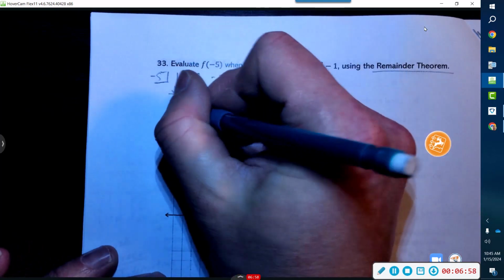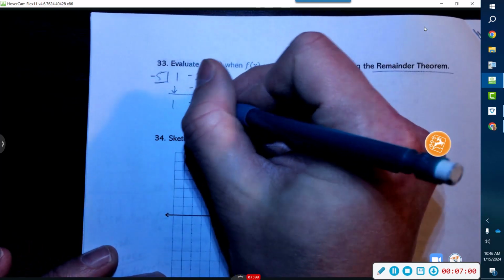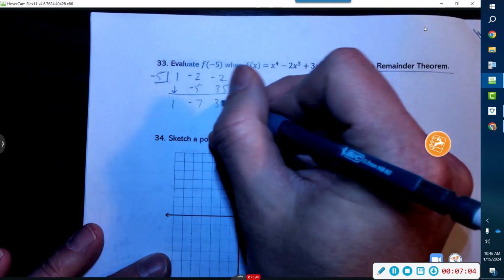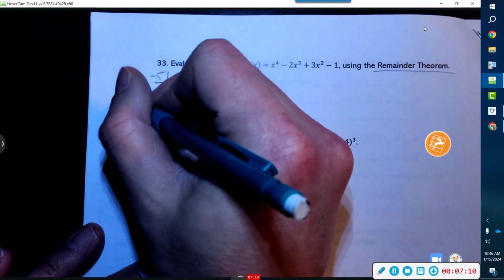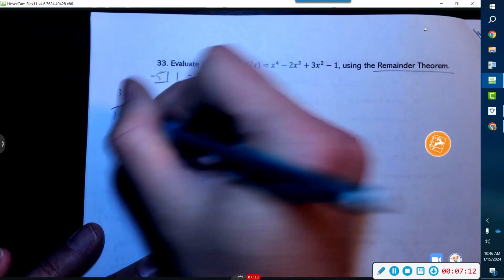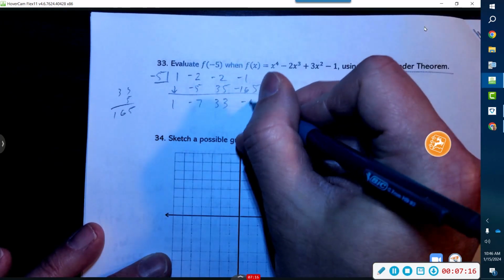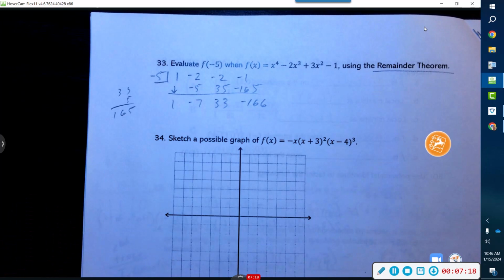You're going to drop 1, negative 5. This adds up to negative 7. That's 35. Add that together. That's 33. And then 5 times 33 is 165. Okay, it's going to be negative, so add those together, negative 166.